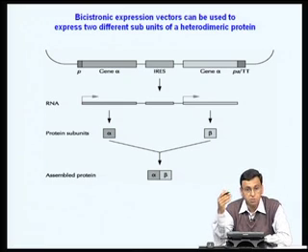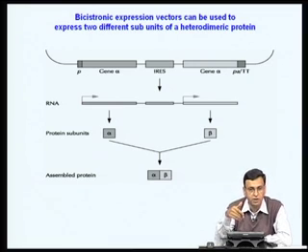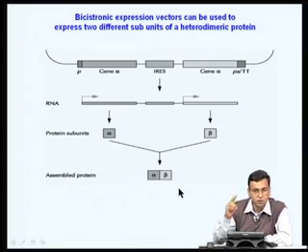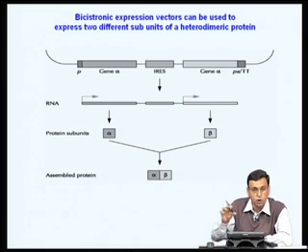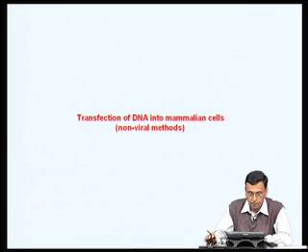So, when you want to express many proteins which are heterodimers, you can express both subunits using these kinds of bicistronic vectors and you can get a functional protein by using a single vector, rather than cloning each one of the subunit genes into two different vectors and co-transfecting these plasmids.